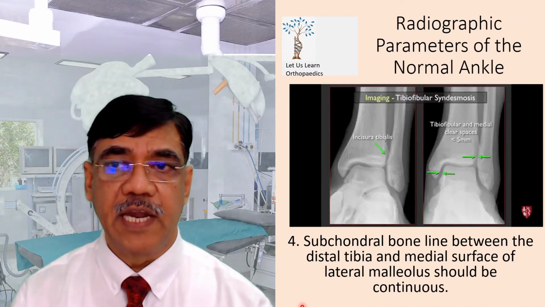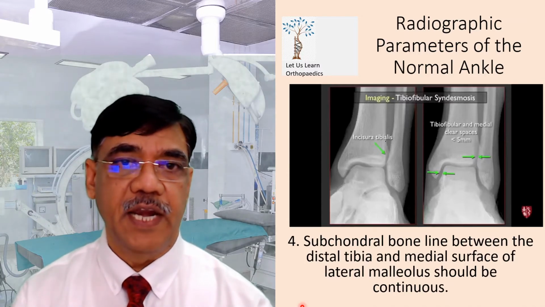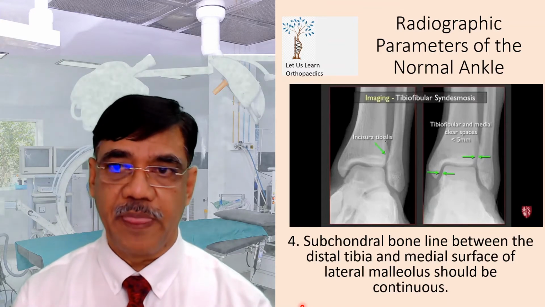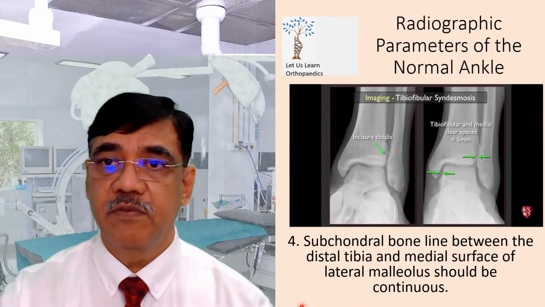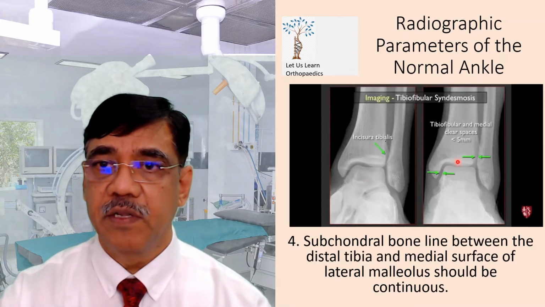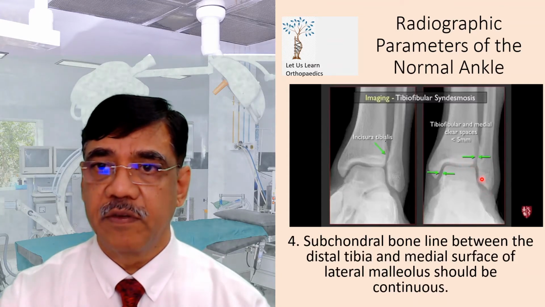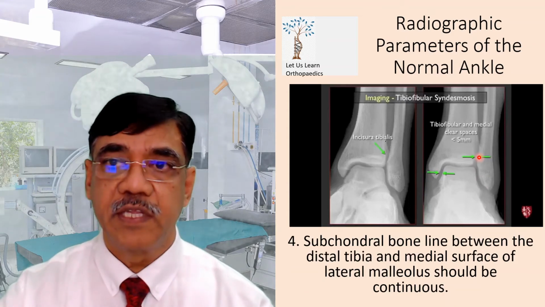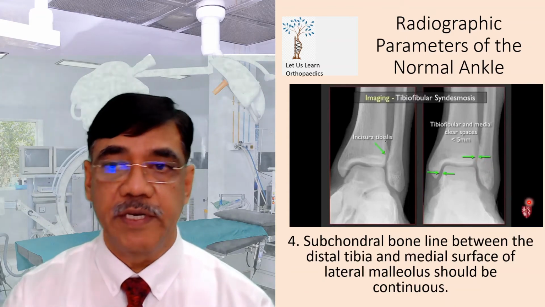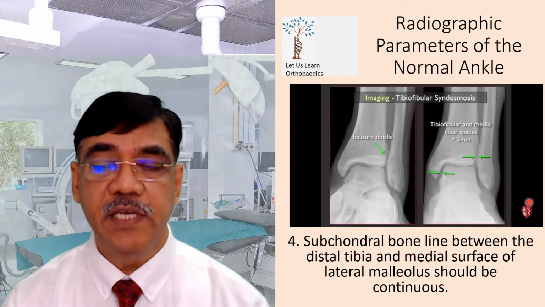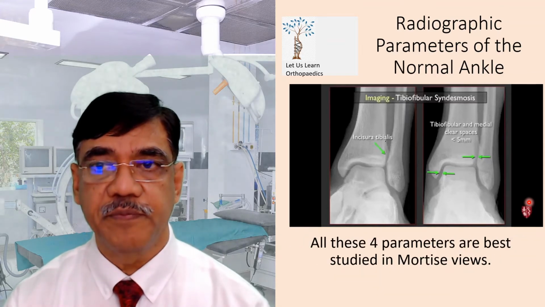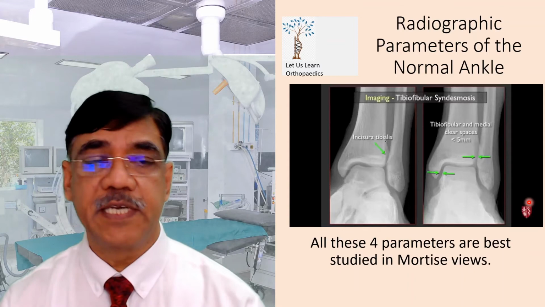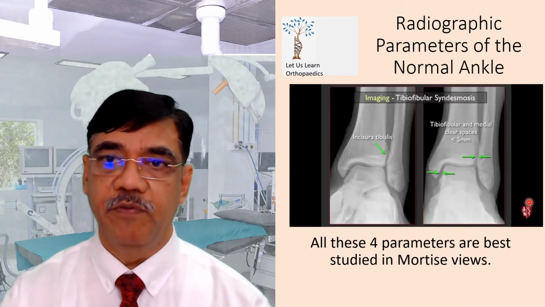Subchondral bone, which lies between the distal tibia and the medial surface of the lateral malleolus, should be continuous. If it is not continuous, it means there is a distraction or rupture of the syndesmotic joint, and you need to fix the inferior syndesmosis. Now all these four parameters are best studied in the mortise view.